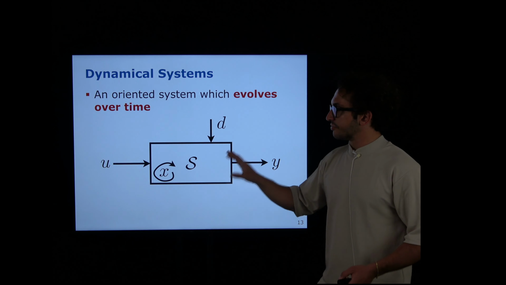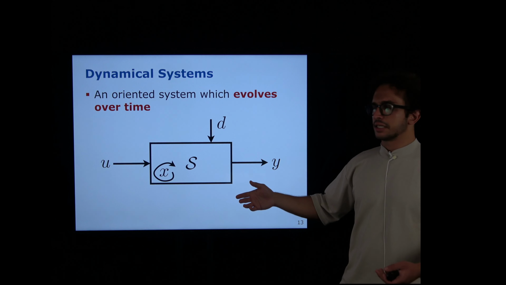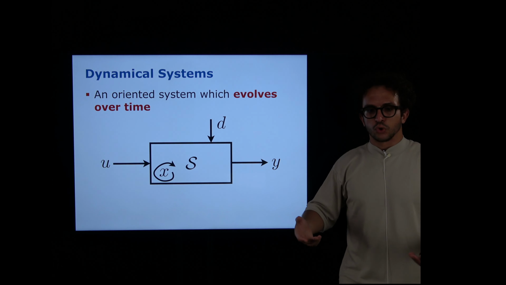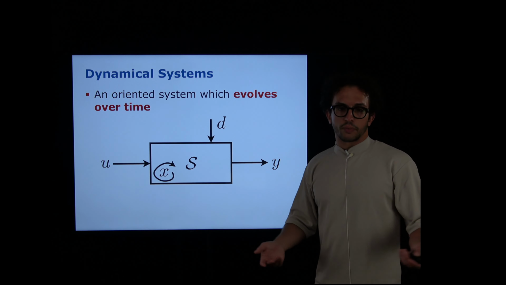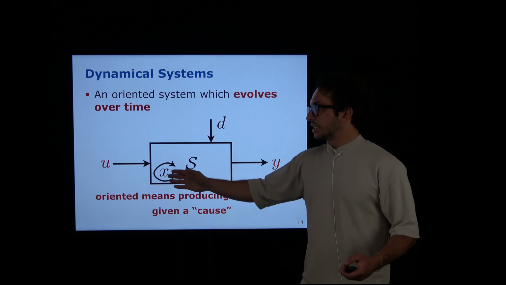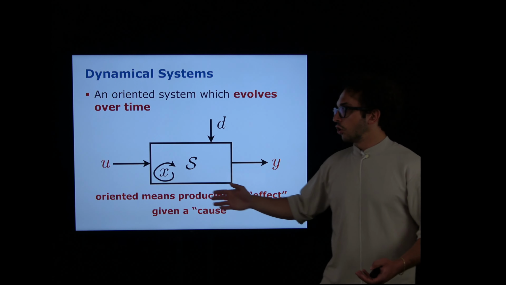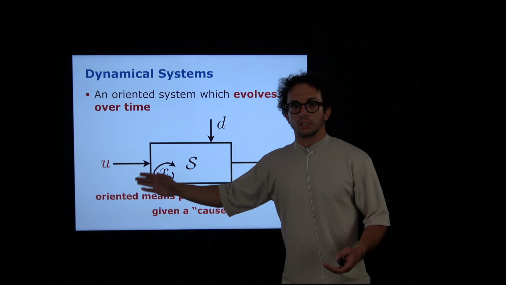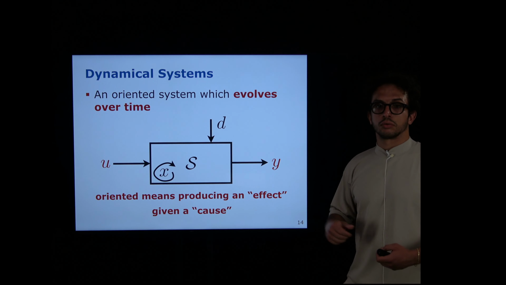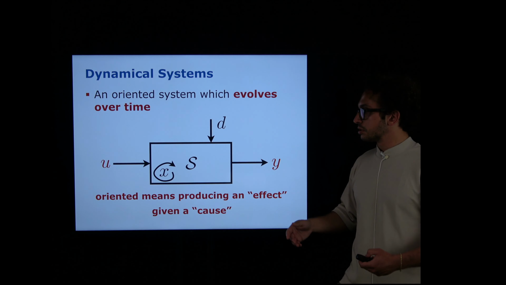But before defining all these variables, there's one very important word which I haven't explained yet, which is oriented. I talked about systems, but I didn't say what an oriented system is. Well, an oriented system is just a system that has cause-to-effect relations between its variables. So there are some causes, the input in our case, that cause some effects, which are the output in our case.